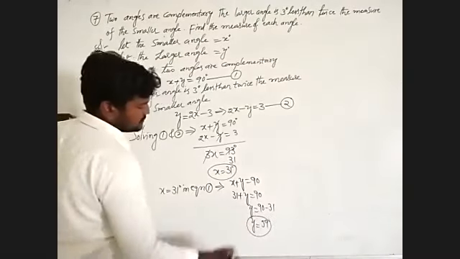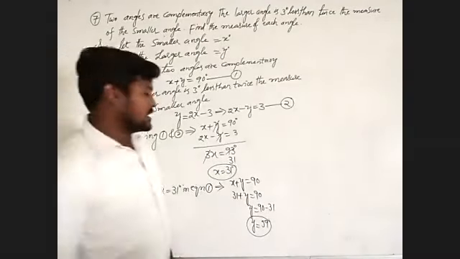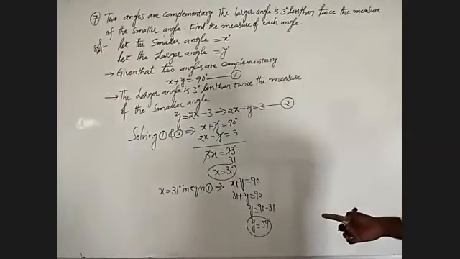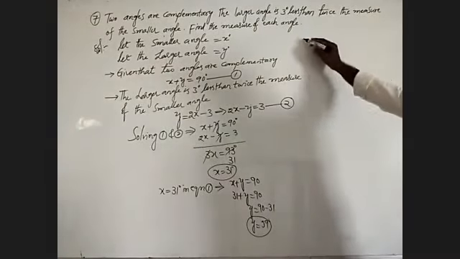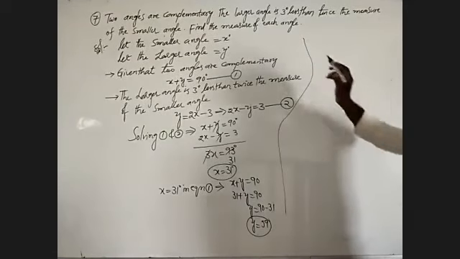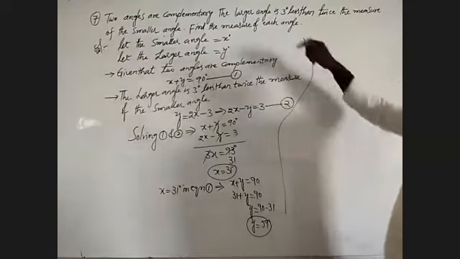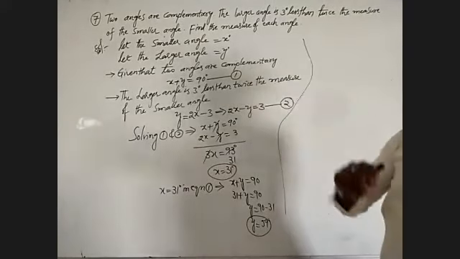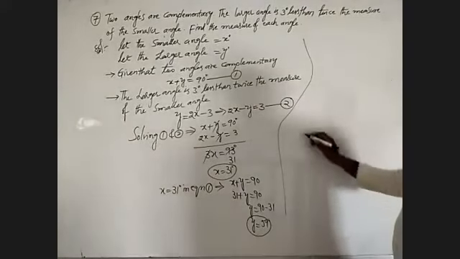59. That is, the two angles are x equals 31 degrees, y equals 59 degrees. How to find out in this one? What is asked in this problem? Find the measure of each angle. Find the measure of each angle means we have to find out the smaller angle and the bigger angle.